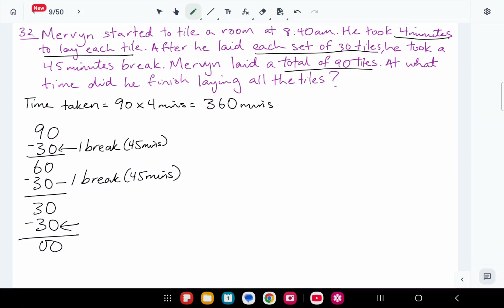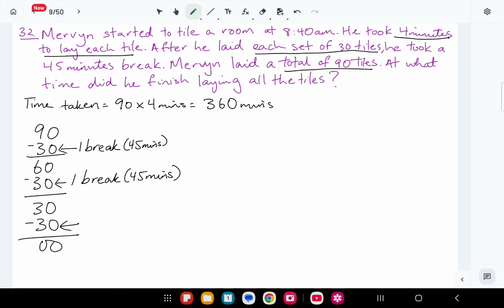So after the first 30, he took a break. Next, the second set of 30, to put down a total of 60 tiles, he took a break. And then when he put on the last set of 30, that's when he finished the 90. So he doesn't have to take a break here because he completed the job already. So there's only 2 sets of 45 minutes break he took.